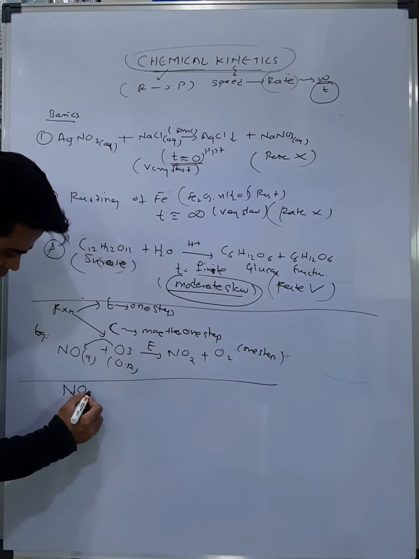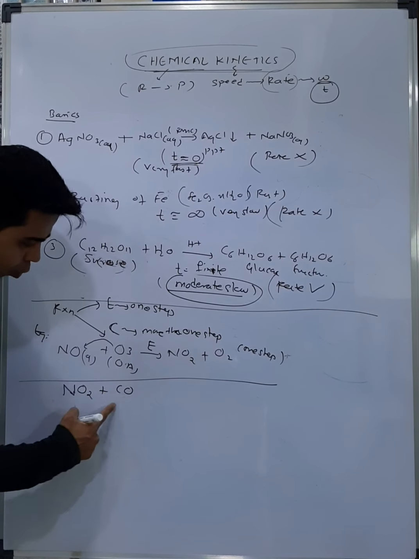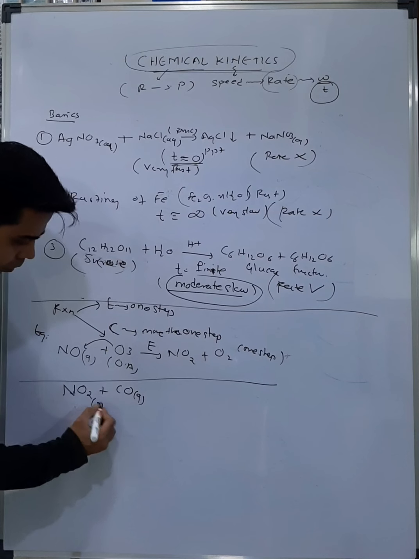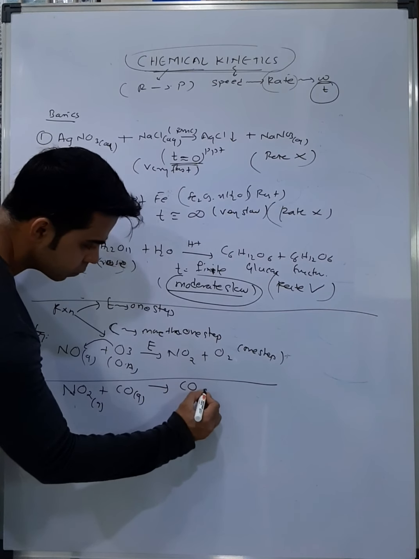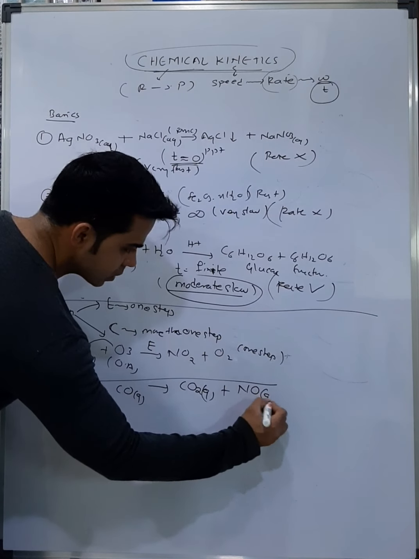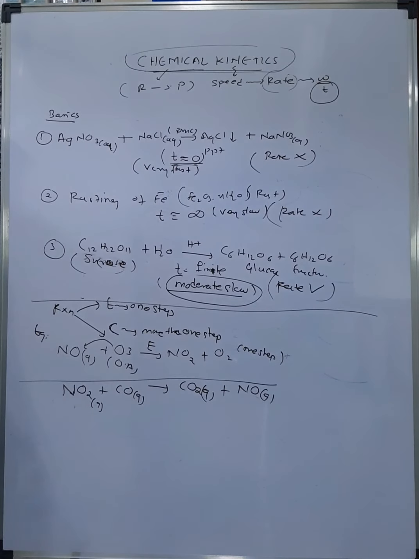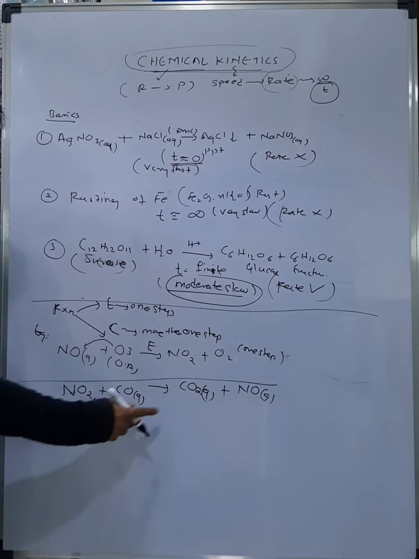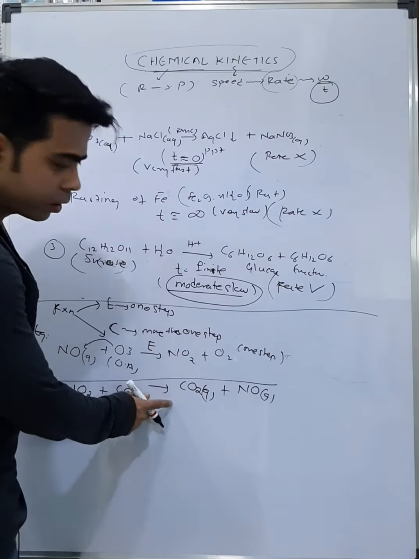Now this NO2 is combining with carbon monoxide gas and results in the formation of CO2 gas, carbon dioxide, plus NO gas, nitric oxide. See this reaction. This is not an elementary reaction. Why is it not an elementary reaction?